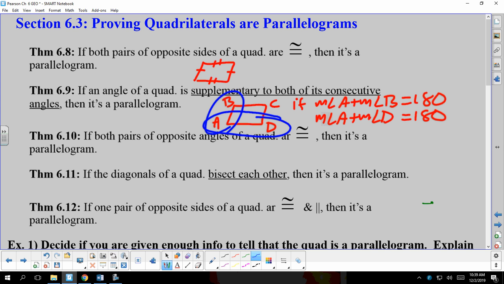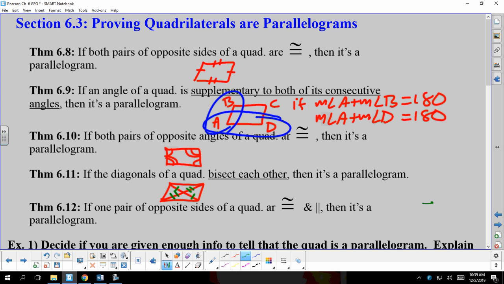If both pairs of opposite angles are congruent, then it's a parallelogram. So we have opposite angles here. Both pairs of opposite angles are congruent. And if the diagonals of a quadrilateral bisect each other, then it's a parallelogram. So we actually looked at that and we proved that in the homework. This one, we have those diagonals, and those diagonals meet at each segment's midpoint. So if two segments bisect each other, they cross at the midpoint.